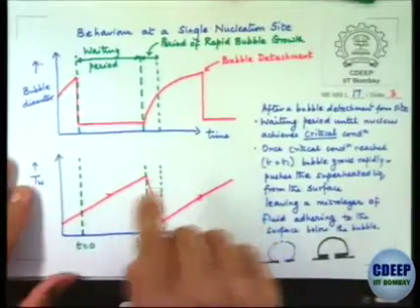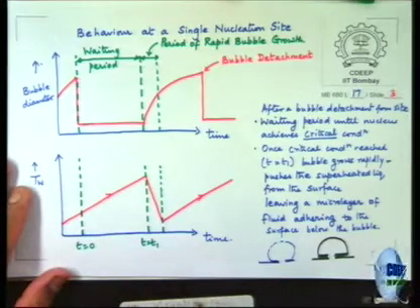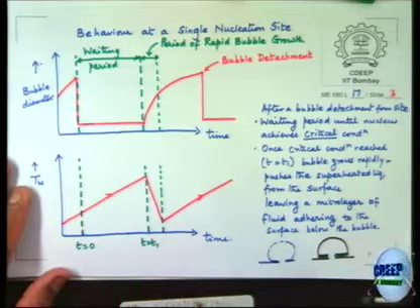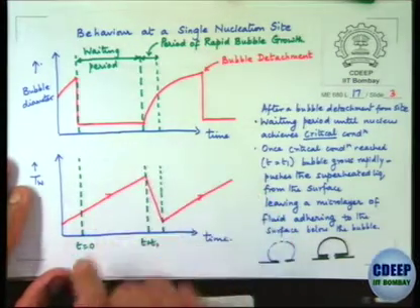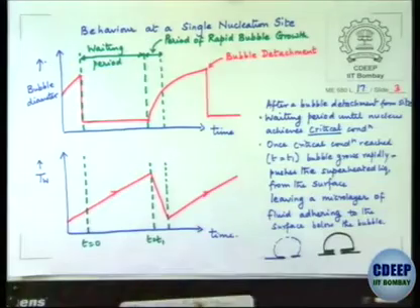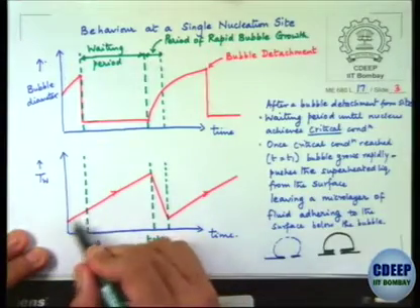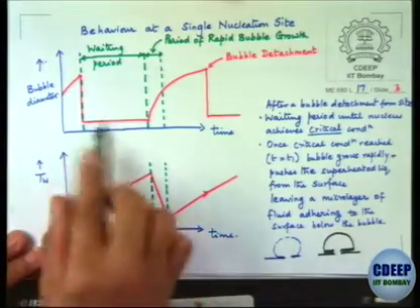T is equal to 0 is essentially the minima, okay. This one, this is a history from the previous cycle.